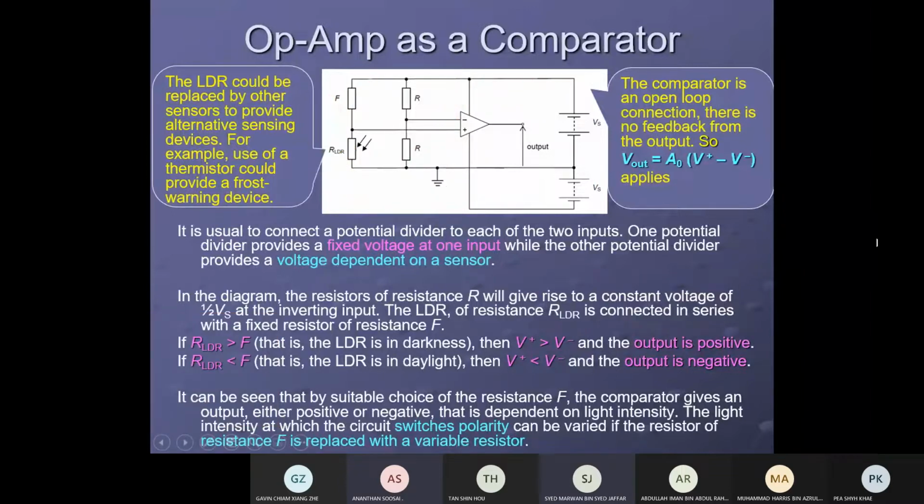Now let's say in this original one, the technician made a mistake. He placed the LDR on top. You want to use it as a sensor for a street light. Top is the LDR, down is the fixed resistor. What will happen to the circuit?